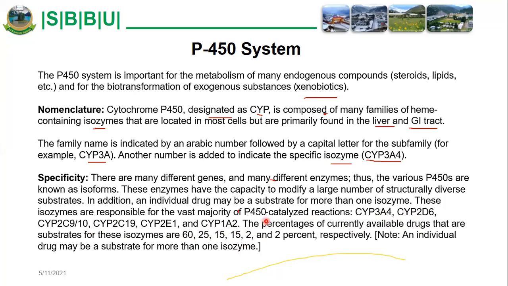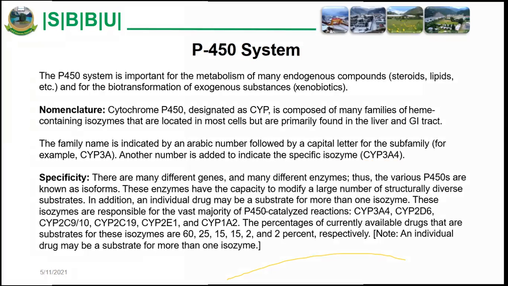As I mentioned, because of amino acid and genetic sequences, many genes give different enzymes, the various P450 systems with isoforms. These are called isoforms. And the enzyme has the capacity to bind a large number of structurally diverse substances. It is not that only one isoform catalyzes one drug. For example, isoniazid can be catalyzed by various isoforms, not just one specific isoform. Let me show you some more detailed examples.